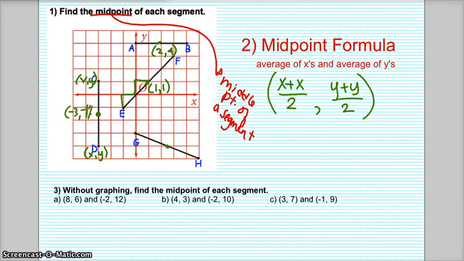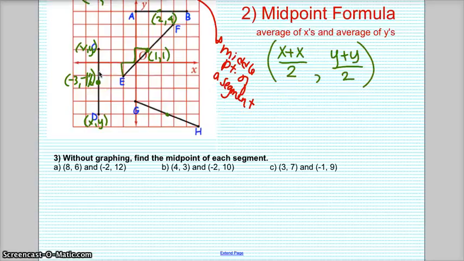Because midpoint is a point, thinking about making a point is always used by an ordered pair. It is an average of the x's of each ordered pair and an average of the y's of each ordered pair. Without graphing, find the midpoint of each of the segments below. So for 3A, B, and C, you have no graph, and you're being asked to find the midpoint. We're going to find the average.